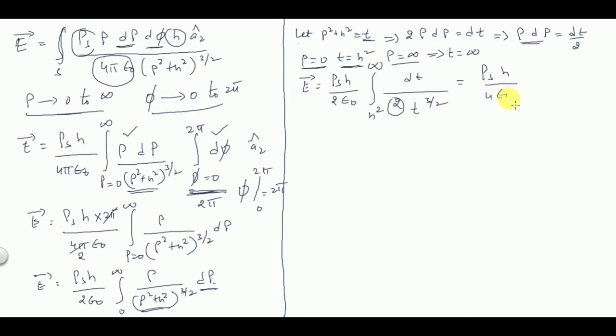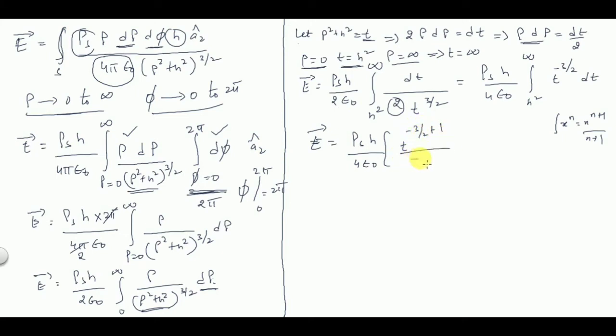So rho s into h by 4 epsilon naught, it becomes 2 into 2 epsilon naught is 4 epsilon naught. So integral h square to infinity, so this will be t power minus 3 by 2 dt. Okay, so we know that integral of x power n is x power n plus 1 by n plus 1. Okay, this is of the same form. So E bar is equal to rho s into h by 4 epsilon naught into, now tell me, t power minus 3 by 2 plus 1 divided by minus 3 by 2 plus 1. Limits are from h square to infinity.